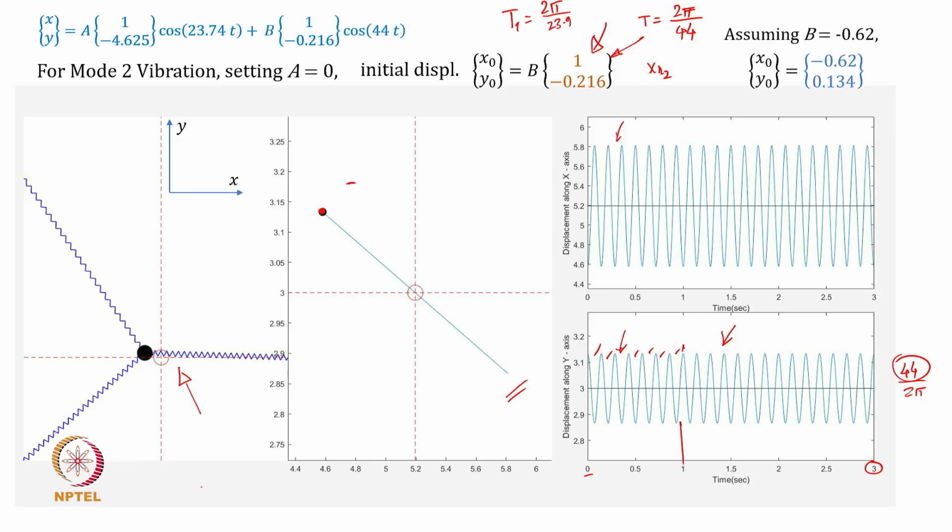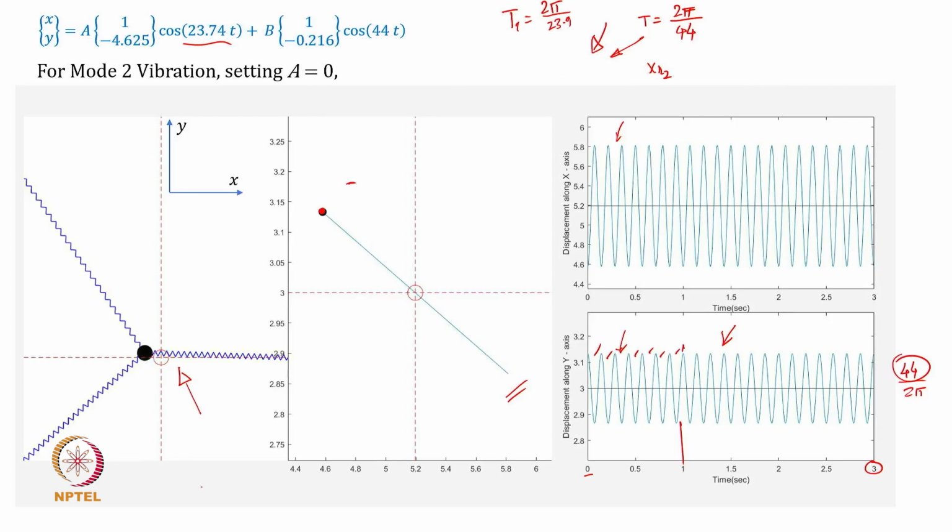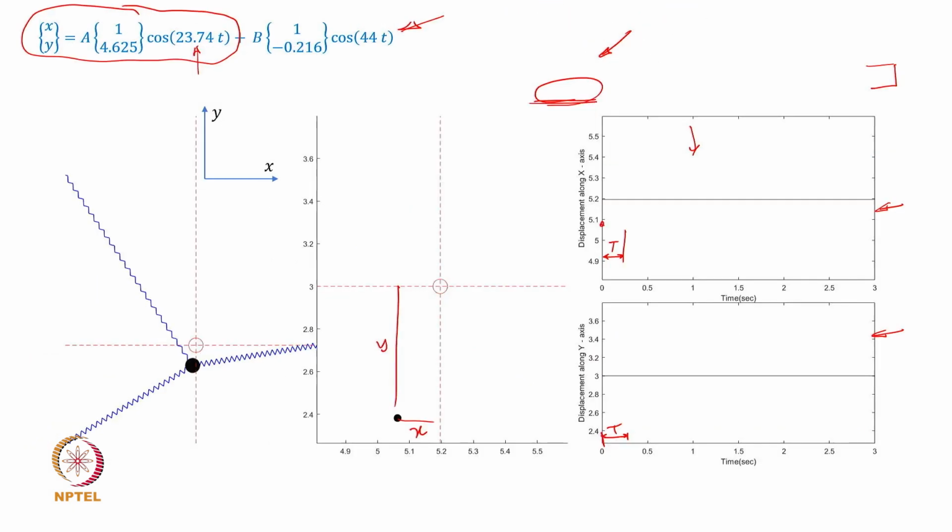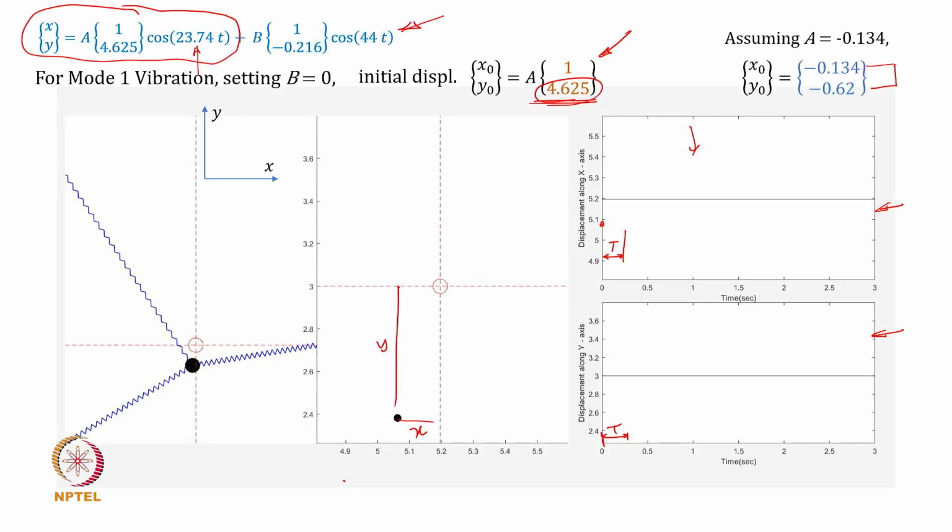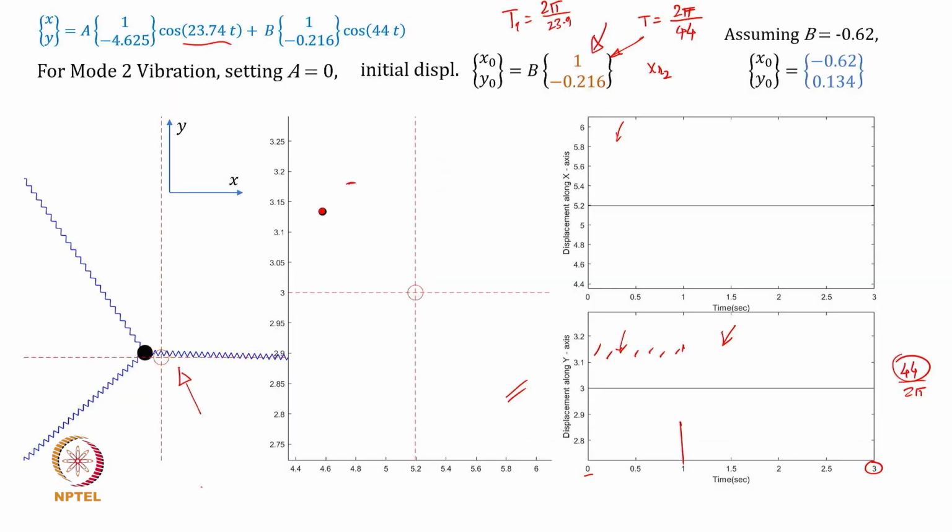In the earlier case, the number of cycles was proportional to the frequency 23.74, so that period was larger. You can also replay the earlier slide and see that the motion was slower compared to what you got in the second mode here. Okay. All right.